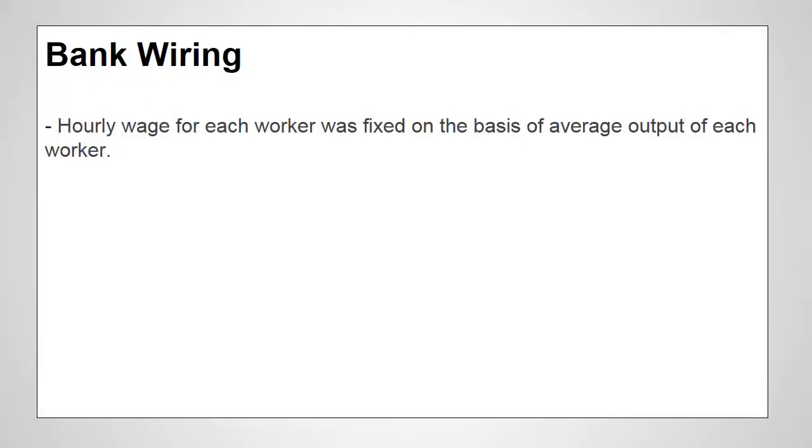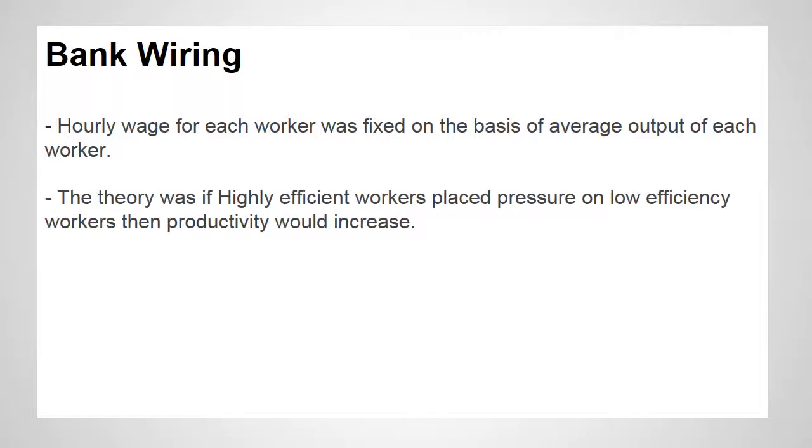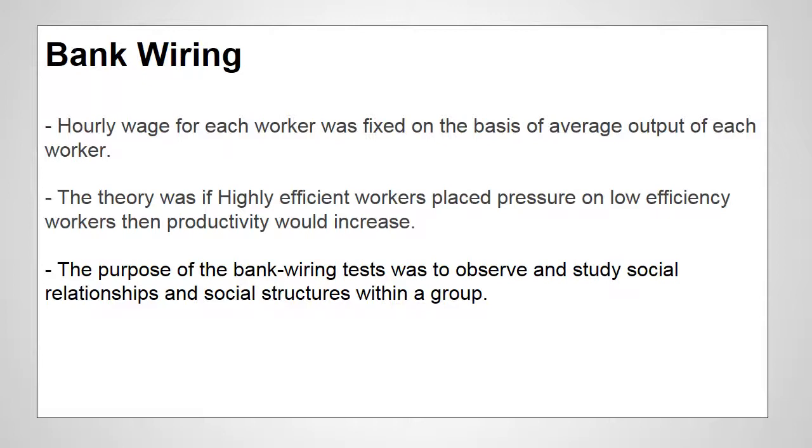Bank wiring. Hourly wage for each worker was fixed on the basis of the average output of each worker. The theory was that highly efficient workers would place pressure on low-efficiency workers and productivity would increase. The purpose of the bank wiring tests was to observe and study social relationships and social structures within a group.